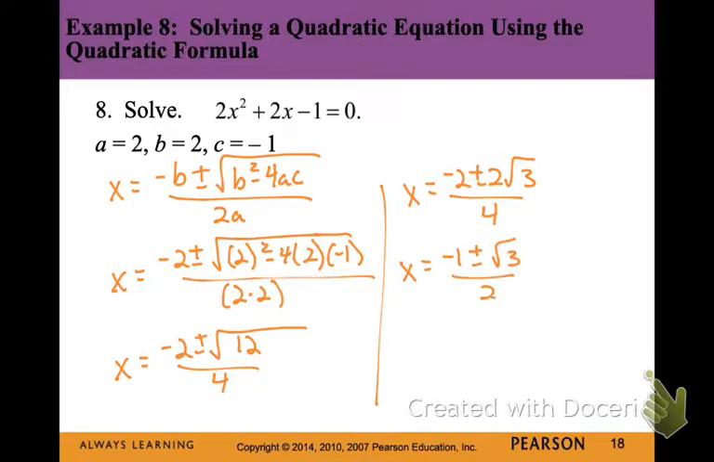And then finally, divide out terms if you can. So I can divide the -2, the plus or minus 2, and the 4 by 2. So our final answers are -1 plus or minus the square root of 3, over 2.